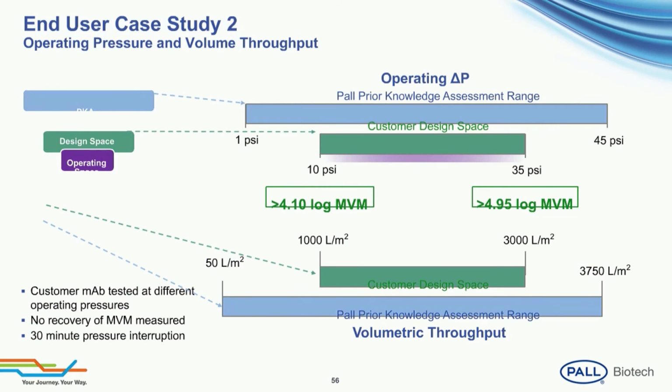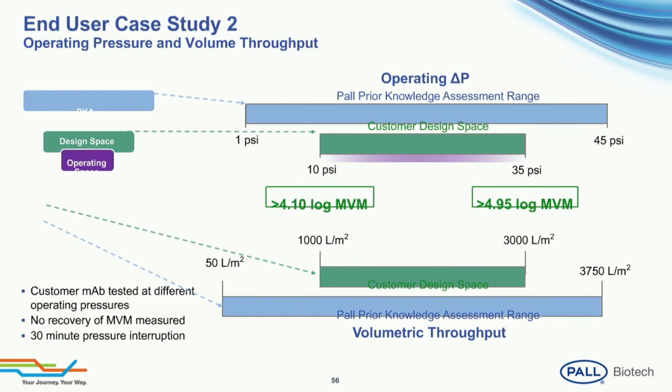This is another end user case study. End user use of Pegasus Prime over a broad operating pressure range and volume throughputs. In terms of operating differential pressure and volume throughput, Pall data indicated as blue line are throughputs from 50 liter per meter square to 3750 liter per meter square, and data on operating differential pressure from 1 psi to 45 psi indicated that no recovery of MVM was measured.